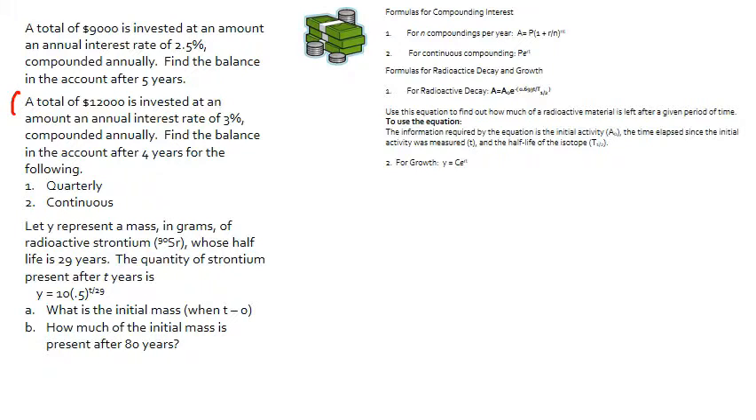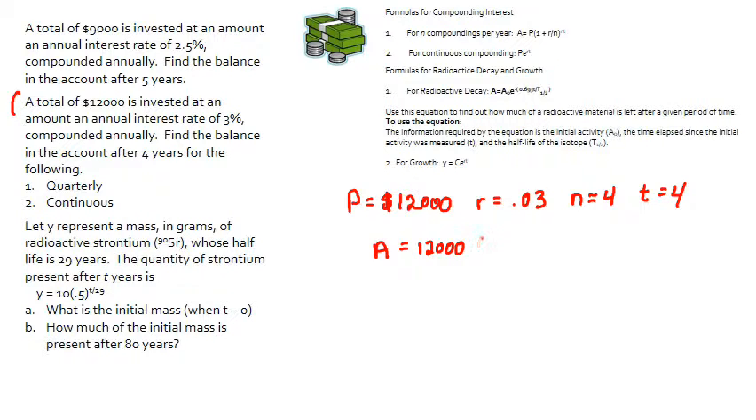Next one, we have some variations inside here. So we have $12,000 now. Aren't you rich? Rate of 3%, so 0.03. The number of compoundings, the first time, is going to be quarterly, so it's going to happen 4 times. And the years is 4 years. So we have the amount, $12,000, and 1 plus the rate over the number of times, which is 4, and 4 times the number of years, which is 4.